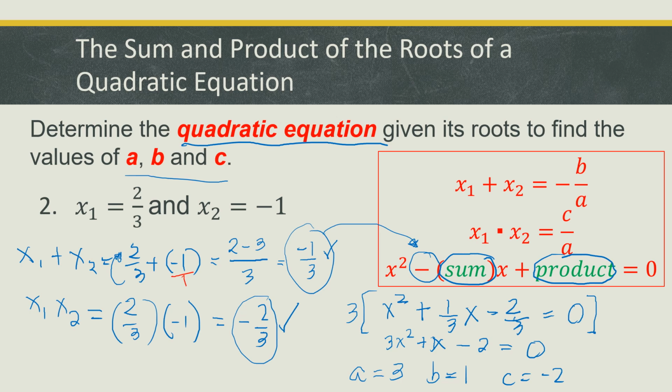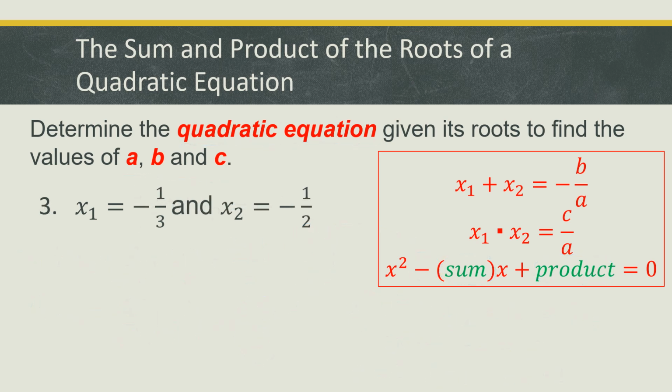Okay, how about this one? Determine the quadratic equation of the given roots to find the values of a, b, c. The first root is negative 1/3 and the second root is negative 1/2. Both fractions. So x sub 1 plus x sub 2, we have negative 1/3 minus 1/2.